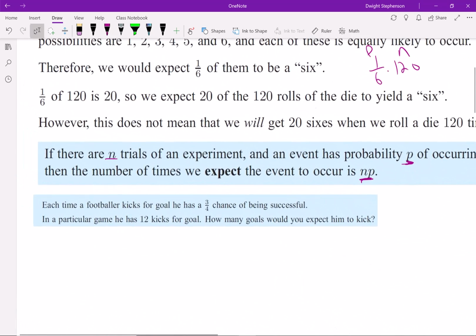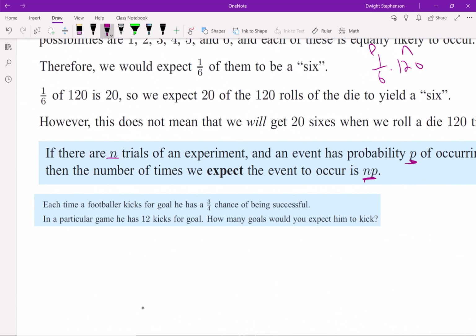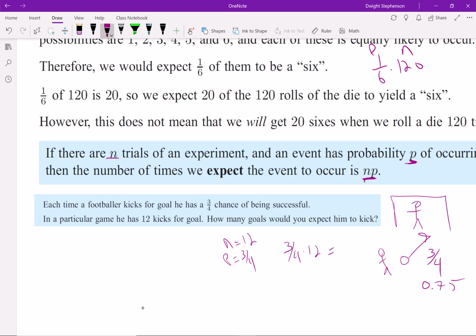So another example of this is a footballer kicking a goal. He has a 3/4 chance of being successful, right? So you can imagine maybe you're doing a penalty shot. On any given kick, the probability that you make a goal is 3/4, or 0.75. So let's imagine this guy got 12 chances. How many goals would you expect him to kick? Well, in this case, n is 12 because you're getting 12 chances. Your probability is 3/4, and so you'd expect 3/4 times 12 of them to go in, which is 9. So you'd expect him to get 9 goals, right?